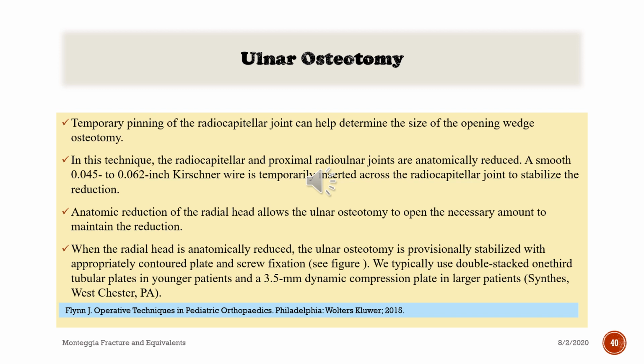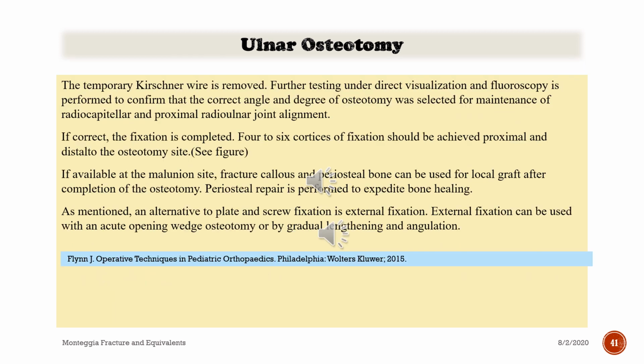When the radial head is anatomically reduced, the ulnar osteotomy is provisionally stabilized with appropriately contoured plate and screw fixation, see figure. We typically use double-stacked 1/3 tubular plates in younger patients and a 3.5 mm dynamic compression plate in larger patients. Synthes, Westchester, Pennsylvania. The temporary Kirschner wire is removed.